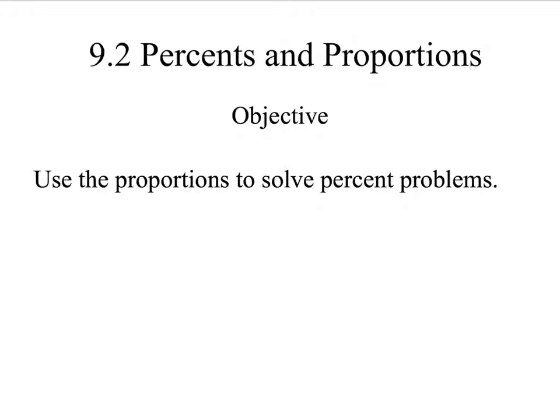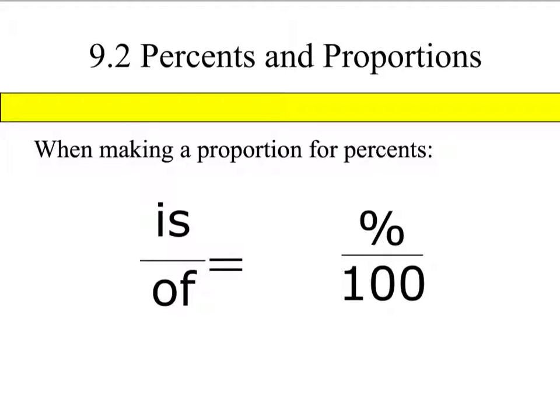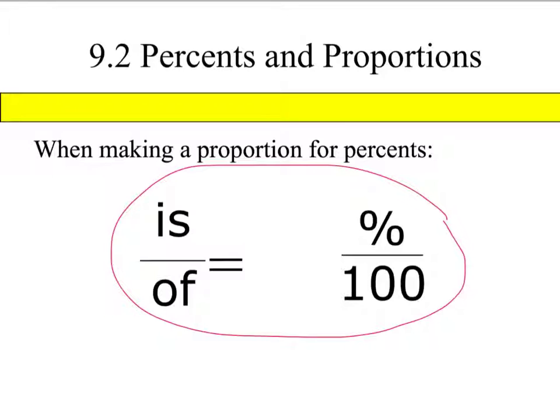Today we are going to be writing proportions to solve percent problems. The very first thing I want you to write down is is over of is equal to percent over 100. Again, it's is over of is equal to percent over 100. That's essential in the next few problems. So star it. It sounds really weird, but it will make sense momentarily. So get to know that formula.